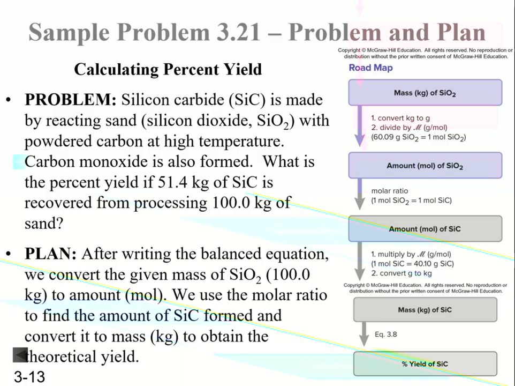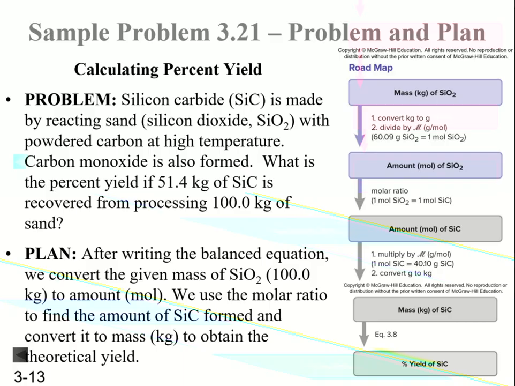And then we'd want to balance that equation. And then we're told to find what percent yield we will have if we have 51.4 kilograms of silicon carbide recovered from processing 100 kilograms of sand. This problem, the way it is written, assumes that you must have excess carbon as a reactant, and so the silicon dioxide will be the limiting reagent. So based on that, we're going to convert those masses for silicon carbide and silicon dioxide into moles, and we'll do an appropriate comparison.